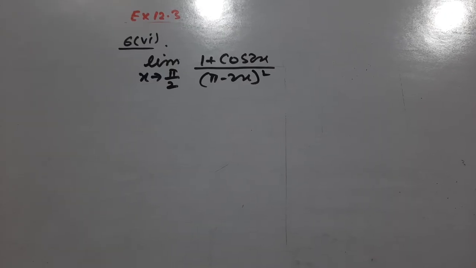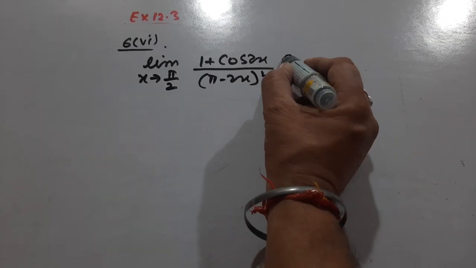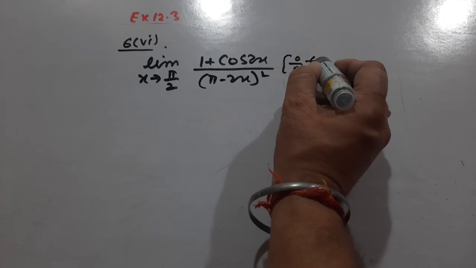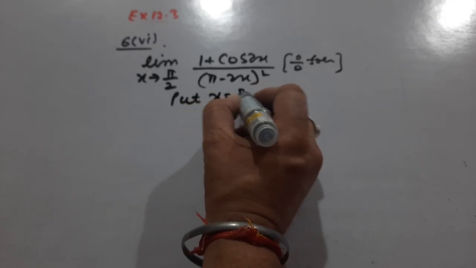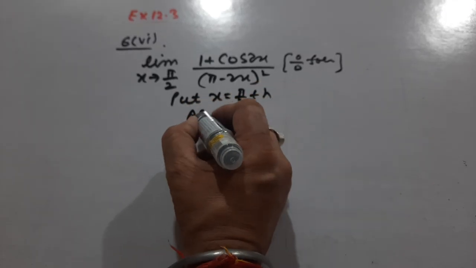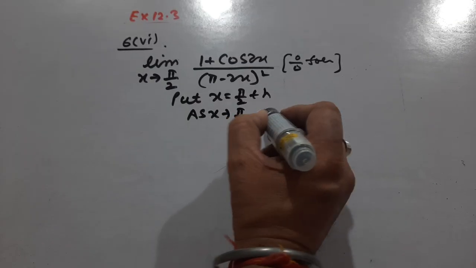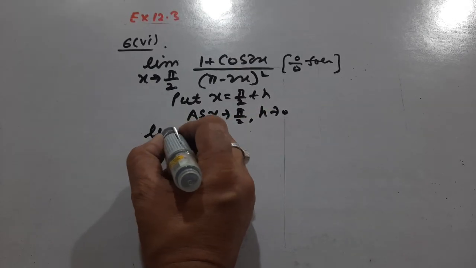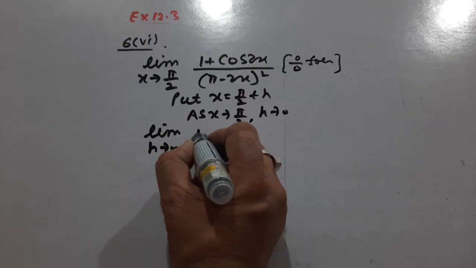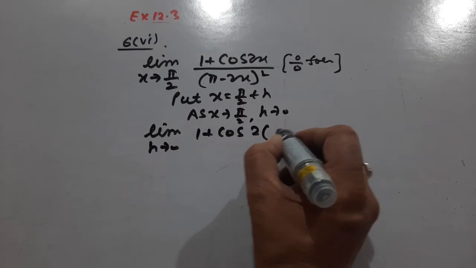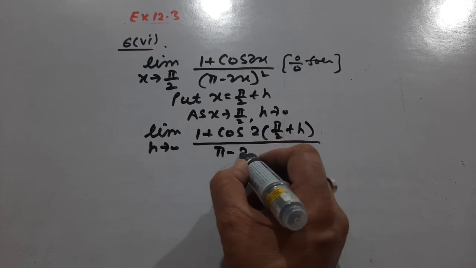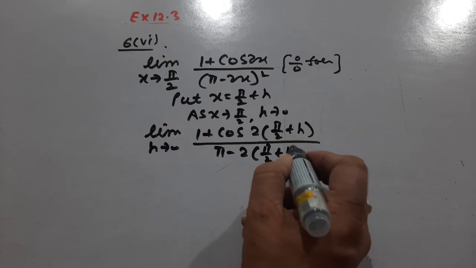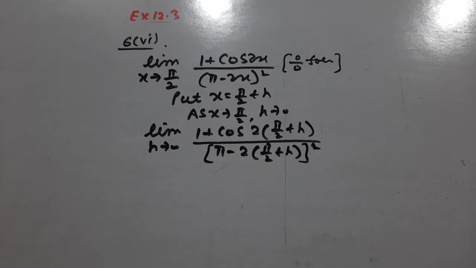Now let us start with this. Limit x tends to pi by 2, 1 plus cos 2x upon pi minus 2x whole square. Now if I put x equal to pi by 2, then we get 0 upon 0 form. So what we do, put x equal to pi by 2 plus h. So as x tends to pi by 2, h becomes 0. So we get limit h tends to 0, 1 plus cos 2 times of pi by 2 plus h, pi minus 2 times of pi by 2 plus h its whole square.